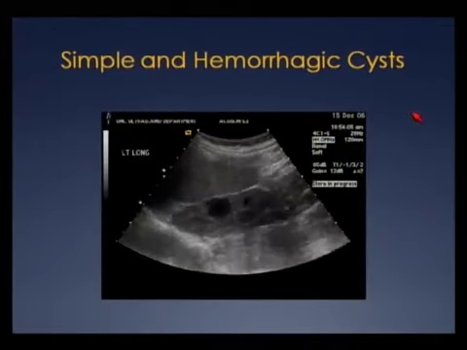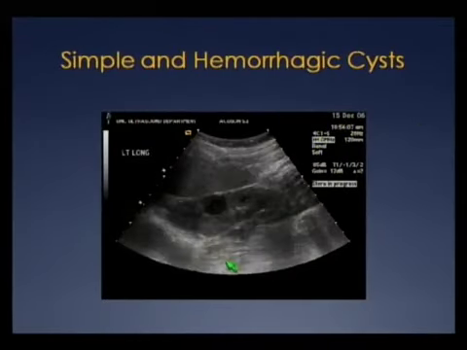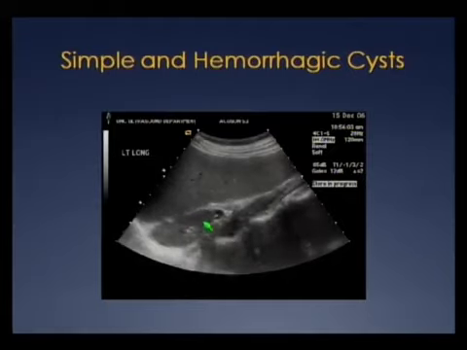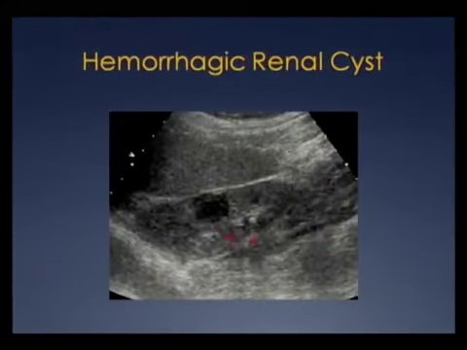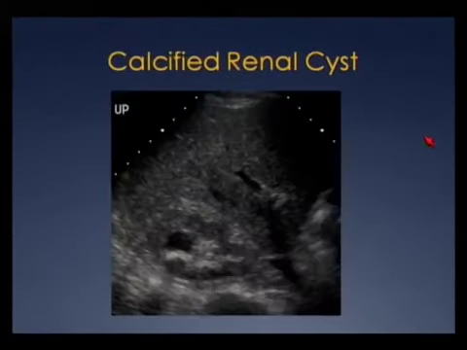This is a patient with simple and hemorrhagic renal cysts. If you look at the images, you'll see several simple cysts followed by a hemorrhagic cyst with internal debris. And we have a still image of that hemorrhagic cyst with some internal debris.